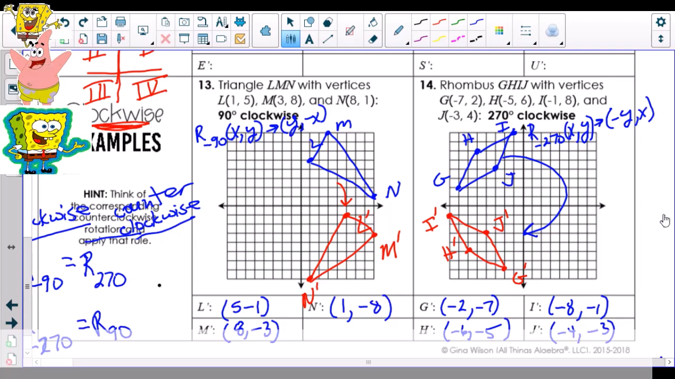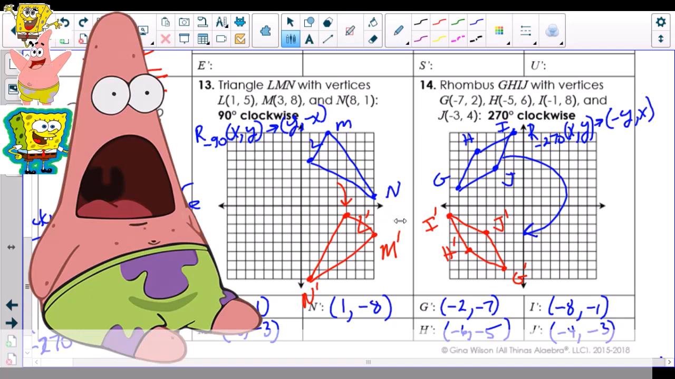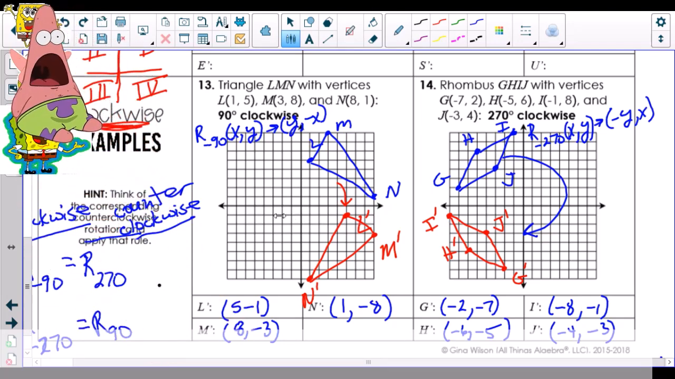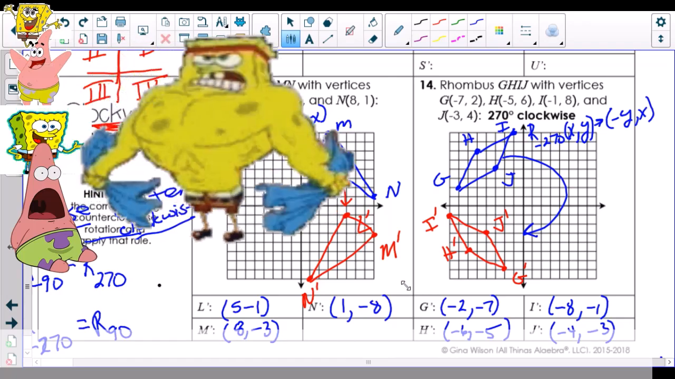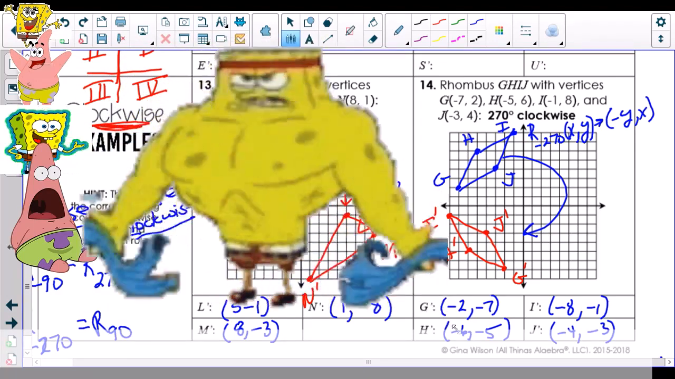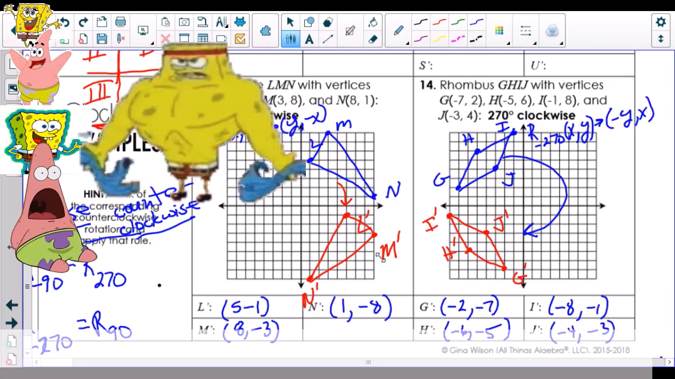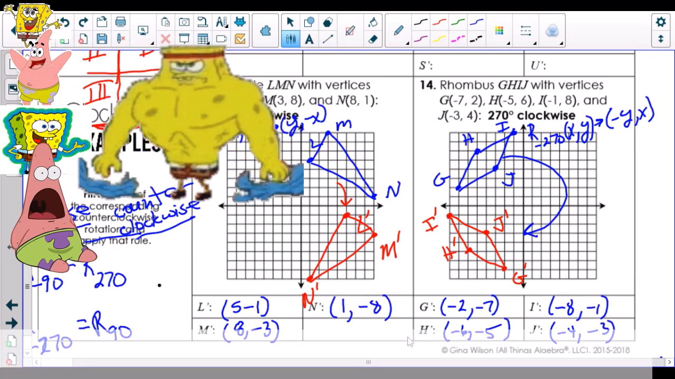Let's give you another Patrick, one of his classic faces right there. And then let's do one more, SpongeBob, with his He-Man weightlifter kind of position that I don't remember which episode that is from, but I thought that was a fun look at SpongeBob.